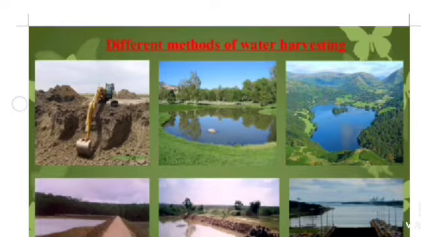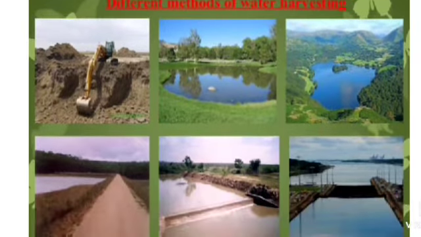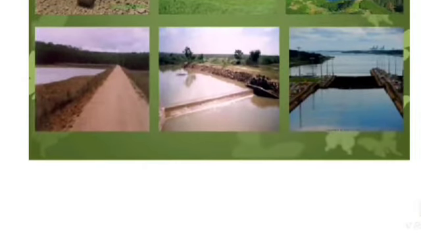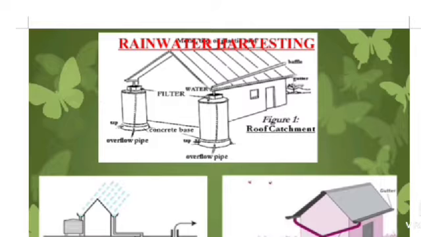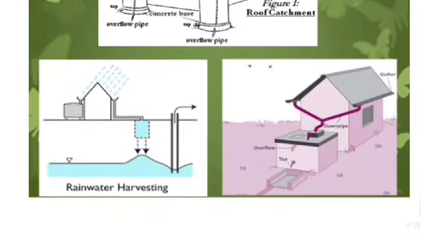Different methods of water harvesting. See the picture. Different types of water harvesting methods are there. A rainwater harvesting system. The roof is used with a pipe and filter to the tank, and the roof catchment collects water, with overflow pipes collecting into the tank, to be used again for further purposes. The rainwater comes to the roof and is put into the ground using the well method.